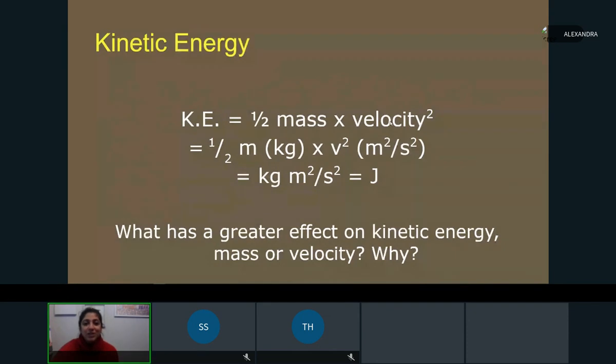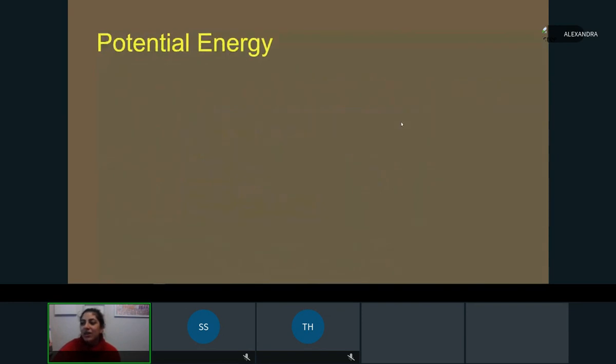You're going to want to change the velocity, right? The velocity is going to have a bigger effect because it's the one that is being squared. And if you're squaring something, that's going to have a bigger effect than if you were to increase the mass, which is just going to be halved anyways. So the velocity is going to have a greater effect.